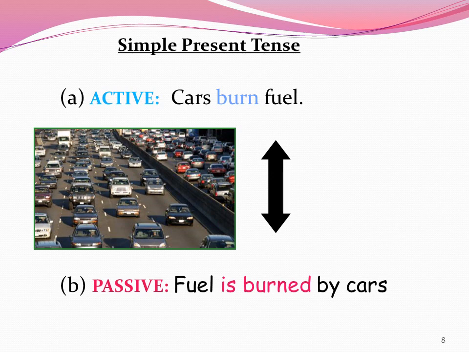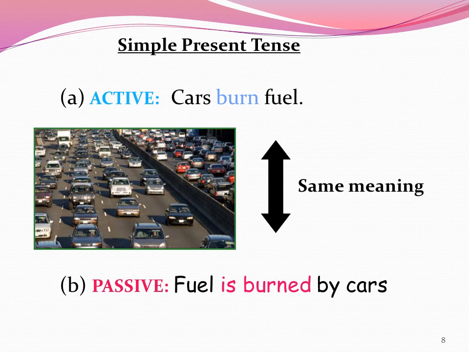So, it becomes fuel is burned by cars. I used fuel at the beginning. Burn is changed into is burned, the verb to be plus past participle form of the verb, then by and the subject, which is by cars.